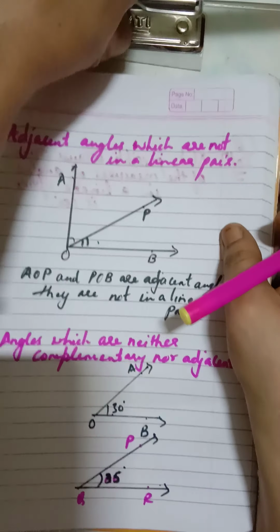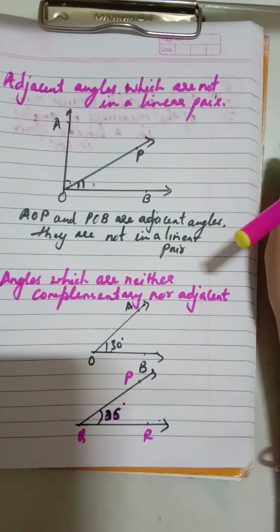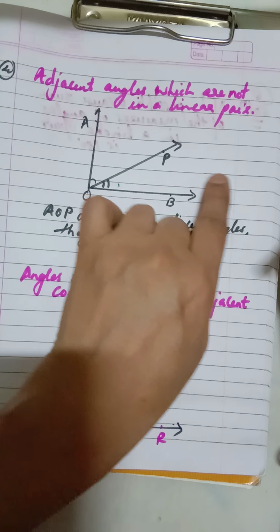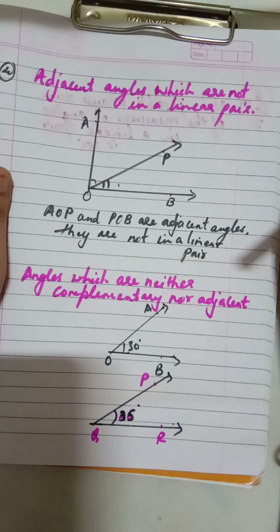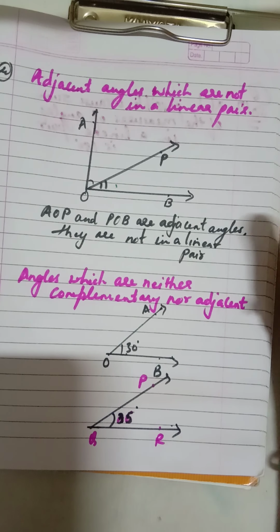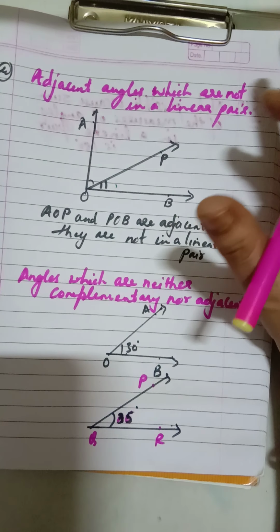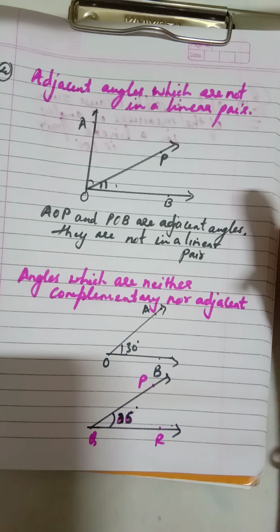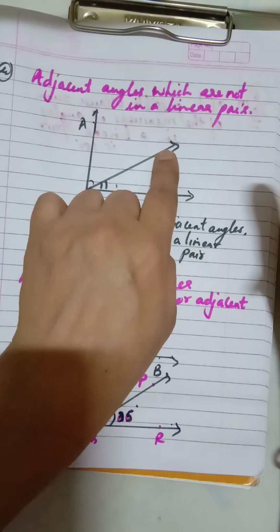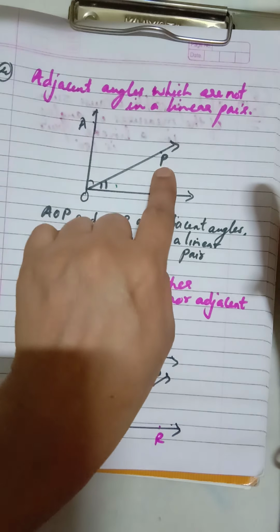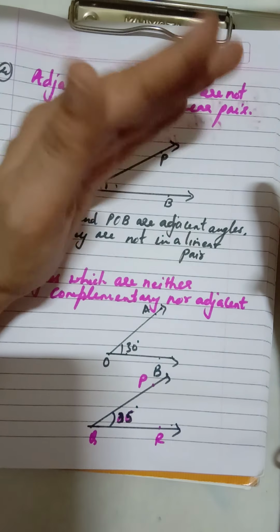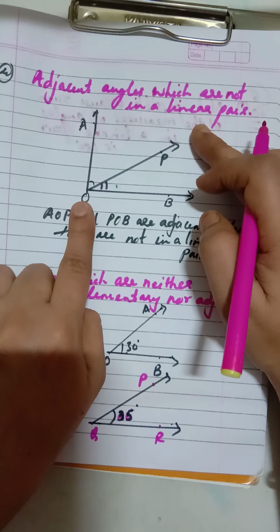Fourth question is adjacent angles which are not in a linear pair. Now here see children, adjacent angles which are not a linear pair. Again they are not forming a linear pair, and they are adjacent angles. So here you can see I have drawn a figure. Here two angles are formed, AOP and POB, and they have one common arm. This arm is common.